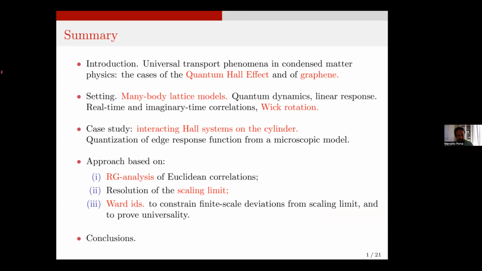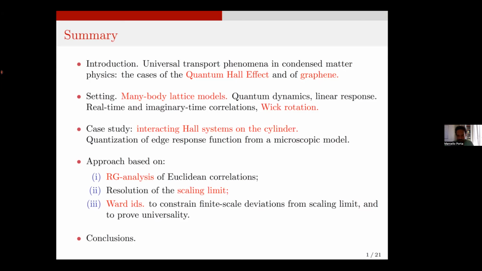So after this introduction about what I mean by universal transport, I will spend some time introducing a general setting of many-body lattice models. So it will be about fermionic models on a lattice. And at this stage, I will not specify any model. In fact, I will just be considering general short-ranged weakly interacting lattice models, and I will introduce a few tools that I will be referring to in the rest of the talk.